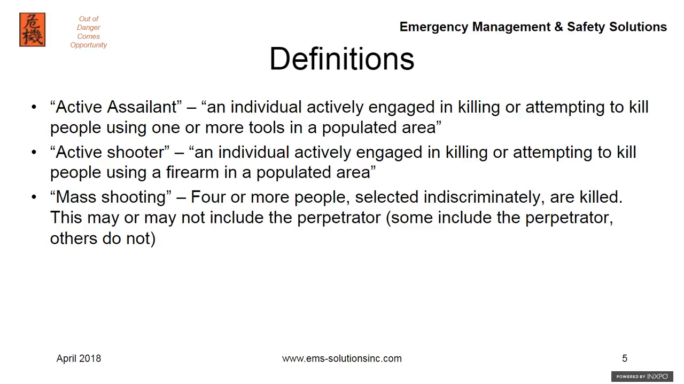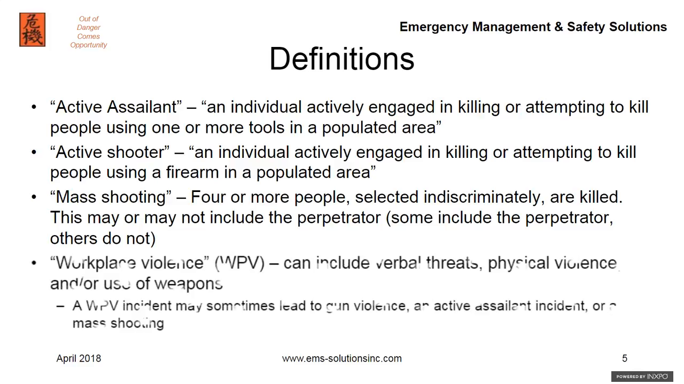The term mass shooting, which now you see all over in the media, is defined as 4 or more people that are being killed, and they're often selected indiscriminately. Now, some people define mass shootings as including the perpetrator in that number of 4, and others do not. So there's a little bit of a variance there. And then lastly, workplace violence.